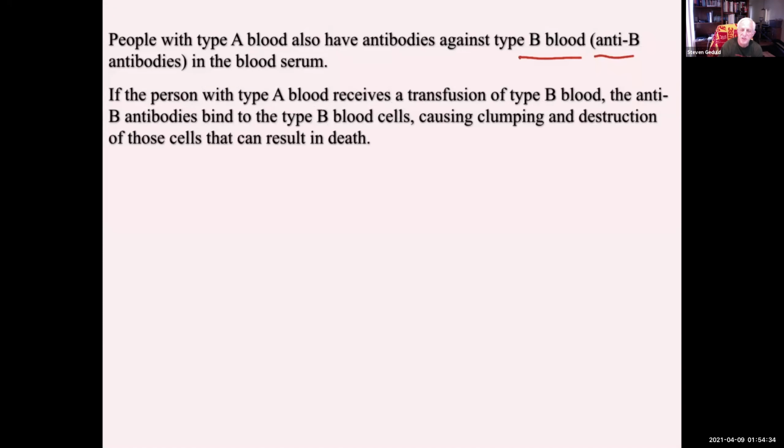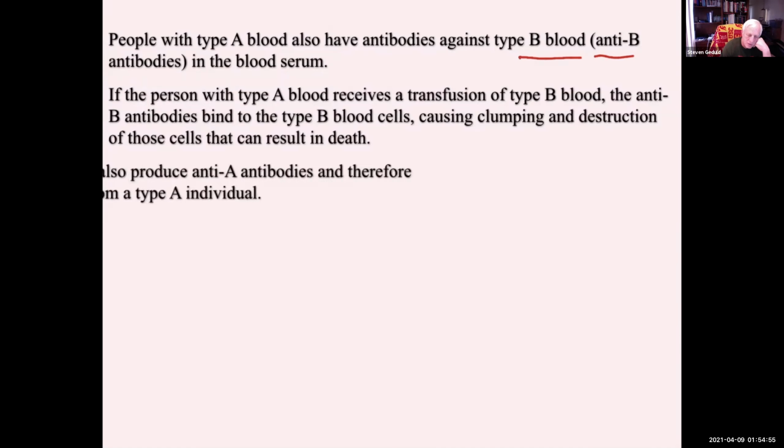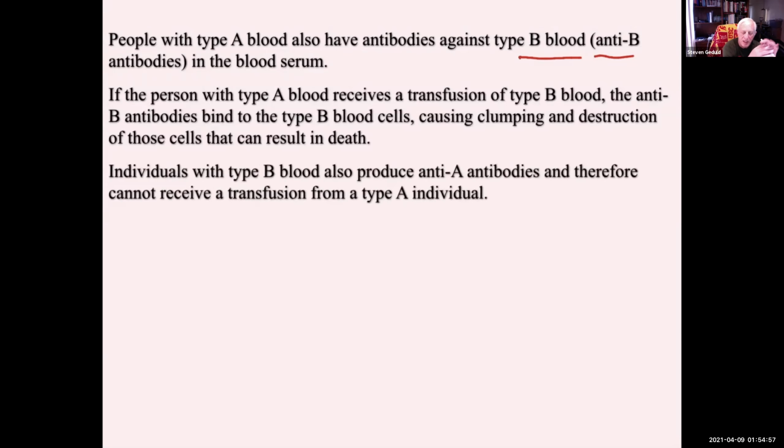If a person with type A blood receives a transfusion of type B blood, the anti-B antibodies react with the B sugars on the red blood cell and cause it to clump together because it forms this antibody-antigen complex. That can result in death because the clumped blood blocks the artery where it is. Individuals with type B also produce anti-A antibodies, so they cannot receive a transfusion from a type A individual.